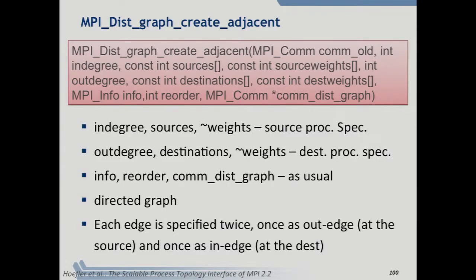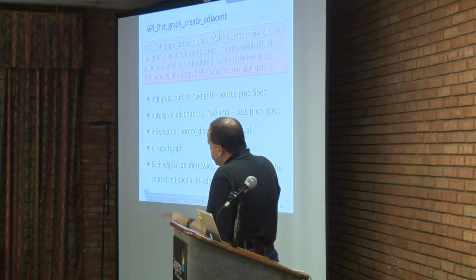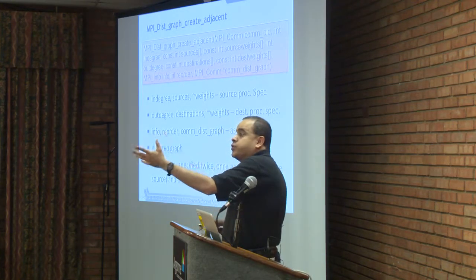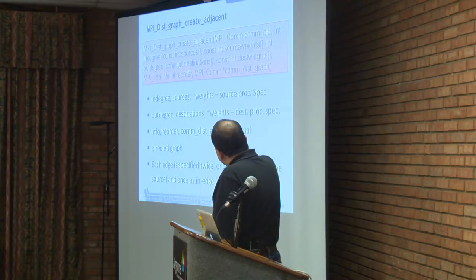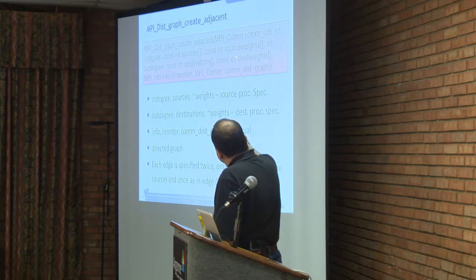And we might have an example on some of that. So that's for the sources. Similarly, the out degree is the number of outgoing edges, that is the number of neighbors you're sending data to. And this array will have the actual numbers, the ranks of those processes. And this is the weights for those edges of that graph.